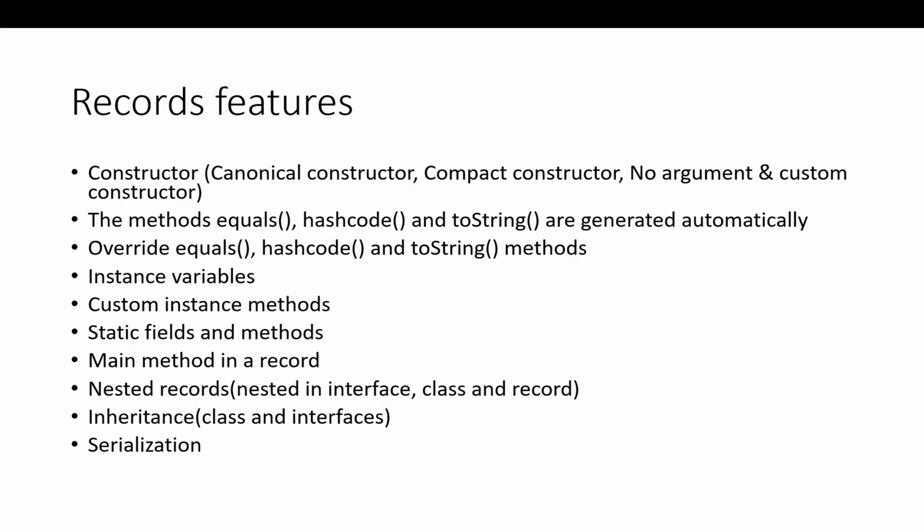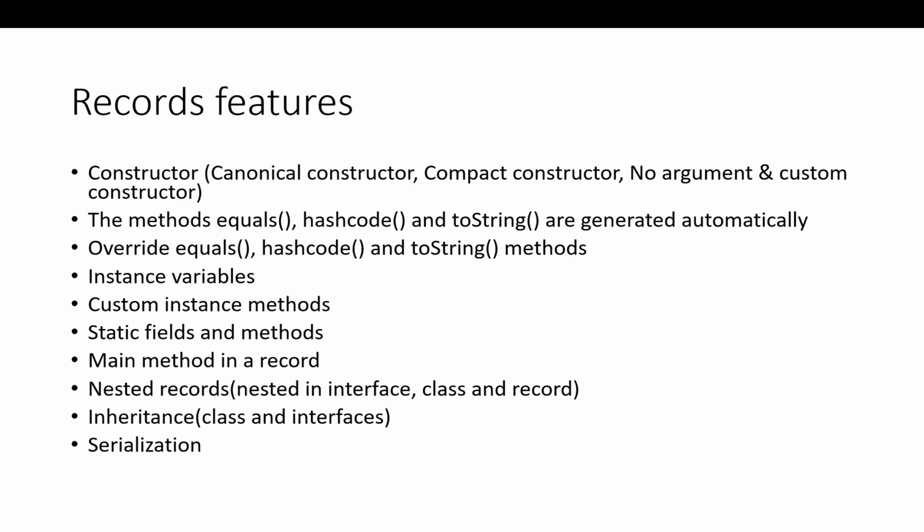In a record, the methods like equals, hashcode, and toString are generated automatically, and we do not need to write these methods in a record. And based on our requirement, we can override these equals, hashcode, and toString methods. In a record, we cannot define the instance variables. The instance variables are not allowed in a record.